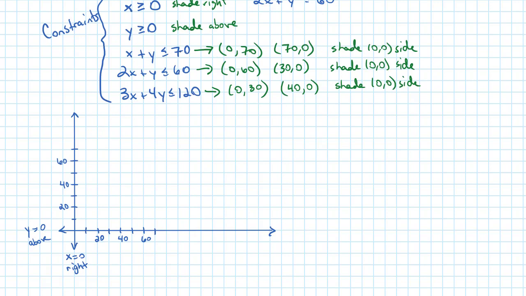Then we've got x plus y equals 70, so that goes through 0, 70, and 70, 0. So we've got this boundary line, x plus y equals 70, and we need to shade the 0, 0 side. So now we have the first quadrant, but now we've got to shade the 0, 0 side of this line, so we're limited to this triangle. Just kind of keeping track of our feasible region as we work this. The next line goes through 0, 60, and 30, 0.